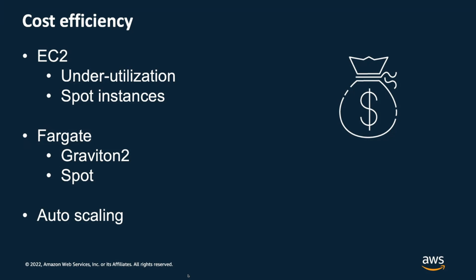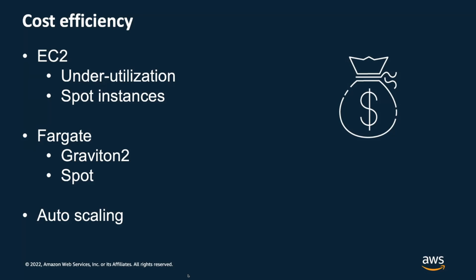So in addition to spot, Fargate and EC2 support Graviton 2. Graviton 2 processors are ARM processors that offer a performance improvement at a lesser cost. So it's highly recommended that you take advantage of Graviton 2 and ARM where you can.